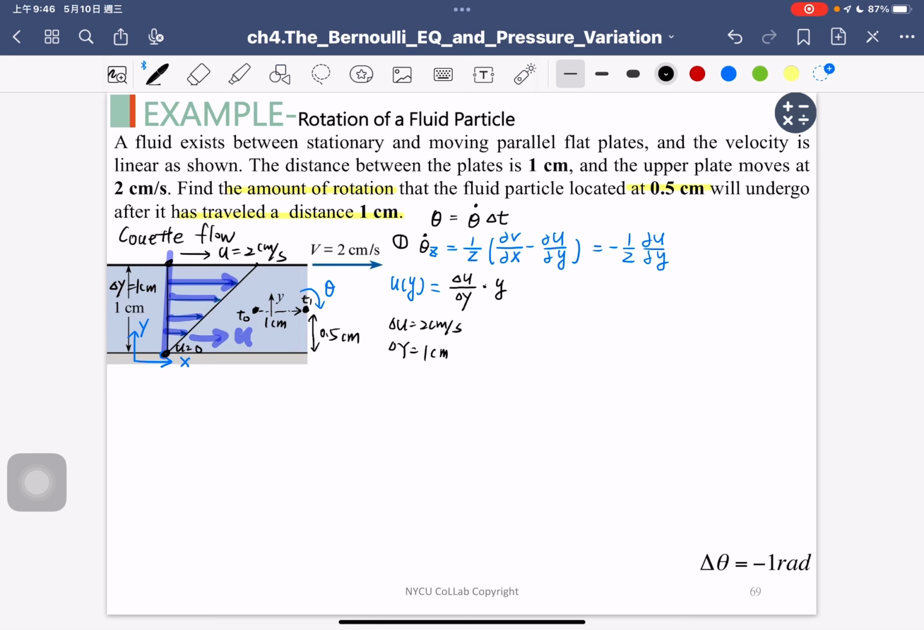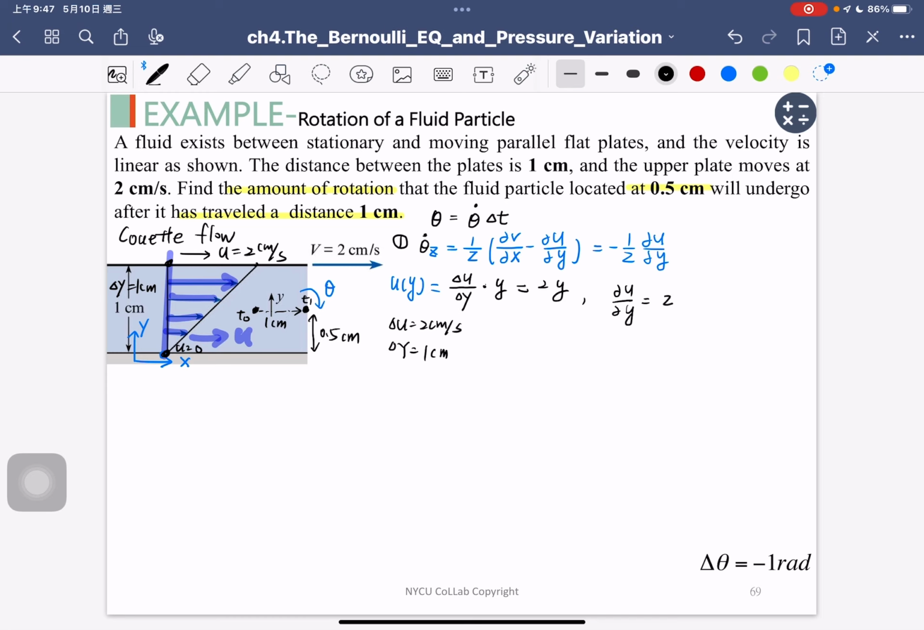Okay, so we can define the velocity as a function of y equal to 2 times y, because the delta u is 2 centimeters per second, and the delta y is 1 centimeter. So if the u function is 2y, 2 times y, then we can compute du/dy, right? So du/dy will equal 2.